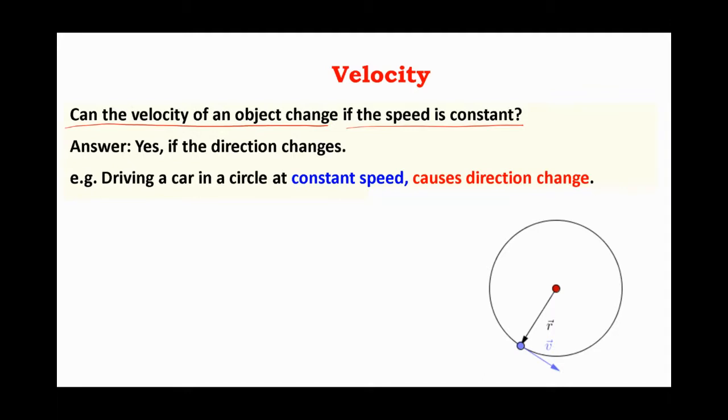So, can the velocity of an object change if the speed is constant? The answer is yes if the object changes its direction. Give me an example. If you drive your car in a circle at a constant speed, what happens? Your speed is constant, but your direction is different.